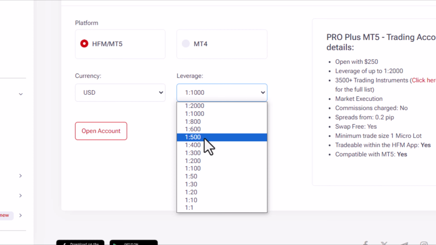Input the trade size lots. Next, you will see the currency exchange rate for the currency pair you selected or you want to trade. Finally, click on the Calculate tab and you will get the leverage calculated result.